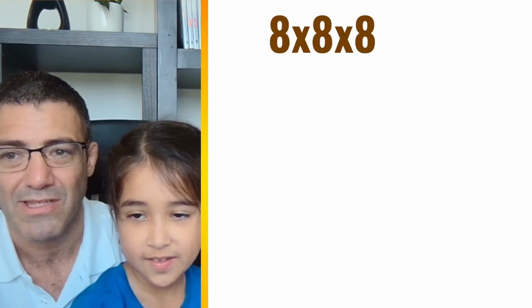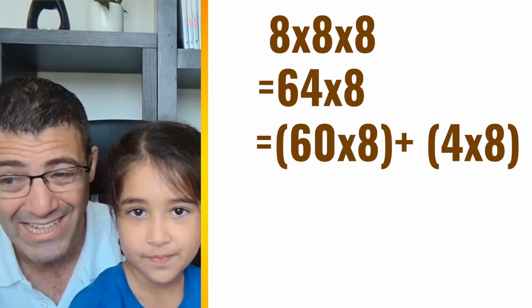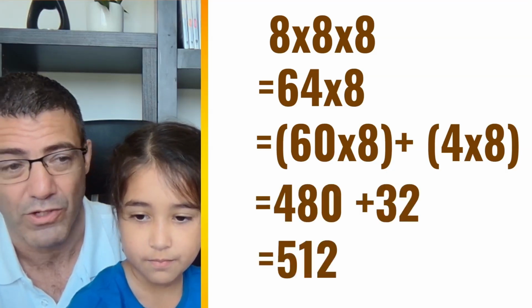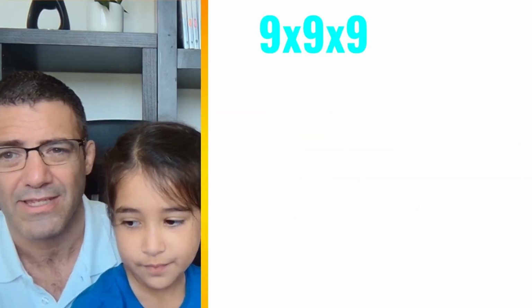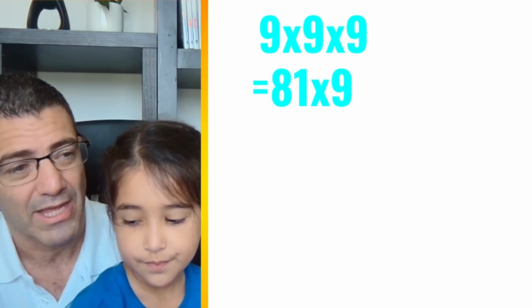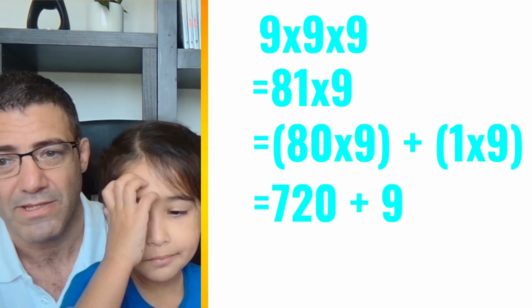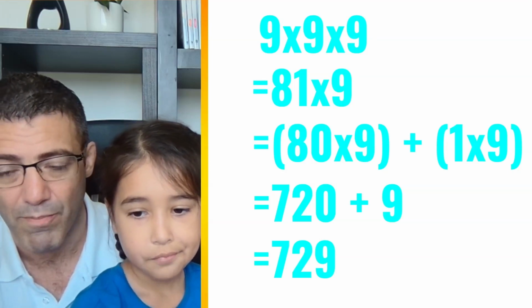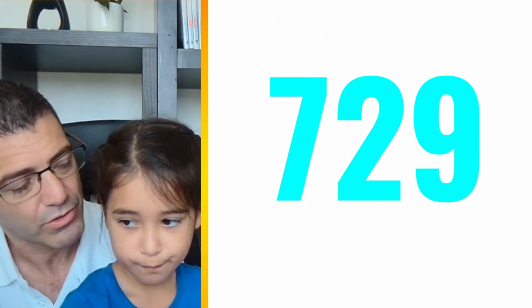8 cubed, so 8 times 8, 64. 64 times 8. Again, 8 times 60, which is 480. And then 4 times 8 is 32. We do 480 plus 32. We get 512. Are you okay? Okay, and then 9 times 9 times 9. So the last one of the hard ones. 81 times 9. Here, 9 times 80 is 720. Right? And then 9 times 1 is 9. 720 plus 9. So once you've learned your cubes, once you've figured them out and you remember how you got there, then we can do the slides and we can try and see if we remember how to do them.